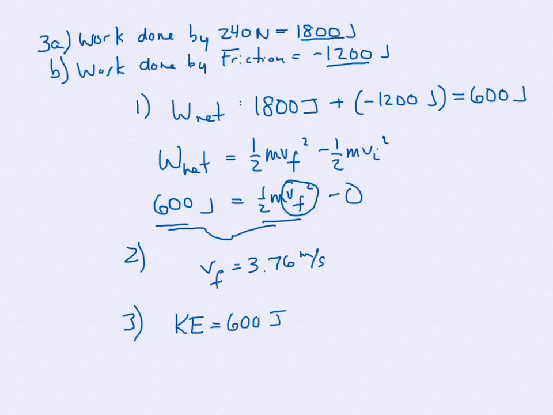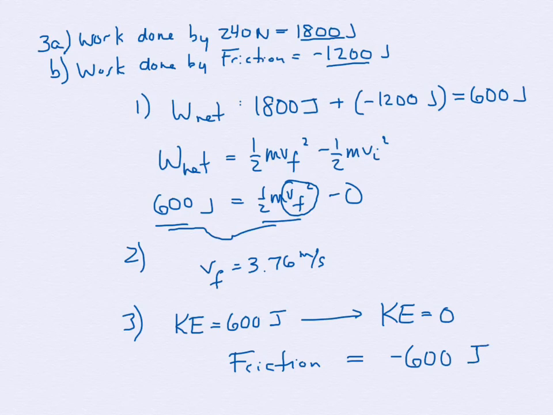And so in order for the refrigerator to come to rest, the kinetic energy has to go to 0. When the kinetic energy equals 0, there's no velocity. Therefore, the refrigerator is not moving. So that means friction needs to do negative work, equal to negative 600 joules. And if it does negative 600 joules of work, it will have removed all that kinetic energy.